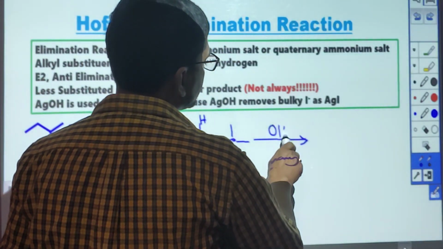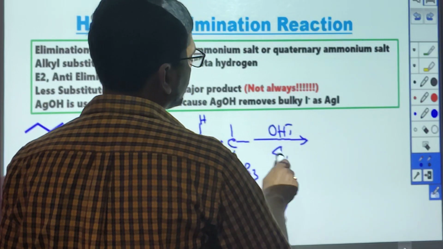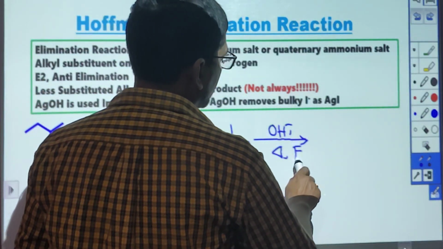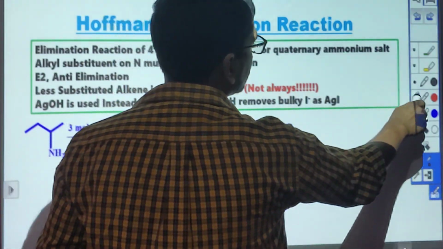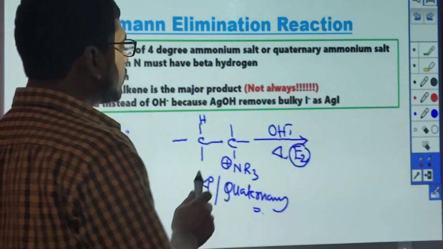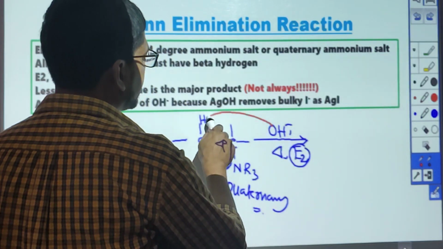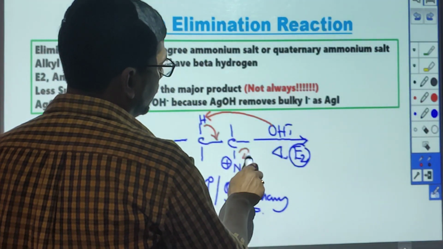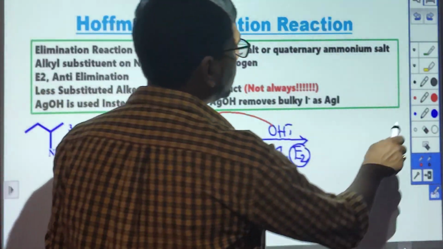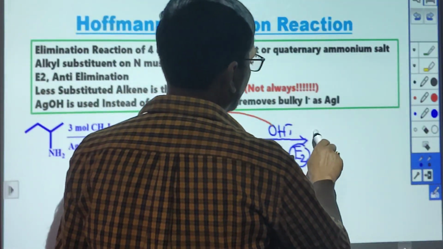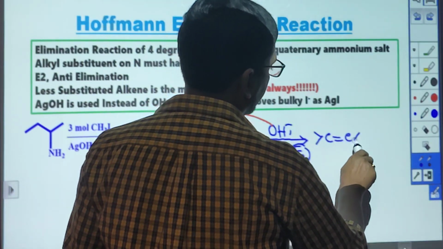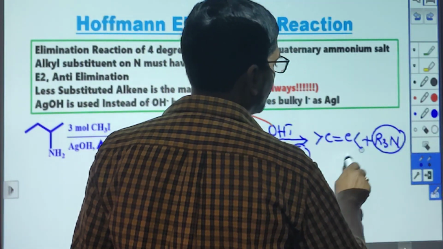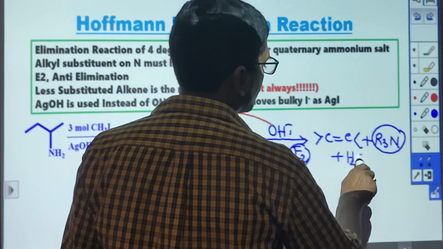If I do the reaction in the presence of base and heat it up, then what will happen? E2 eliminations are key. In the E2 elimination reaction, this OH minus grabs this proton, a double bond forms, and NR3 will leave. So what we will get is simply alkene plus R3N, a tertiary amine, plus water.